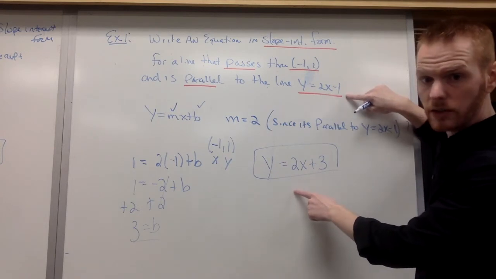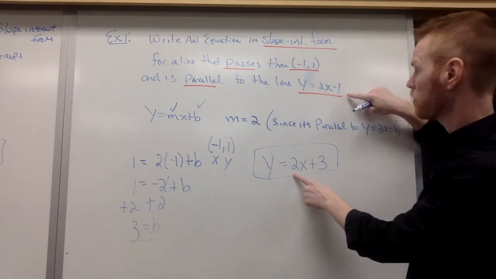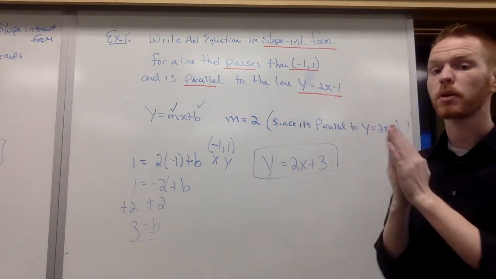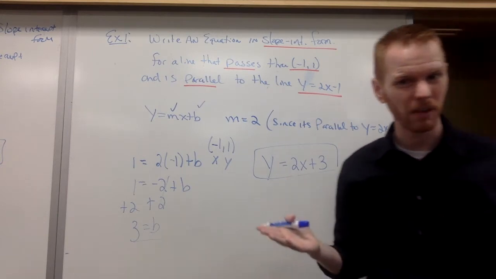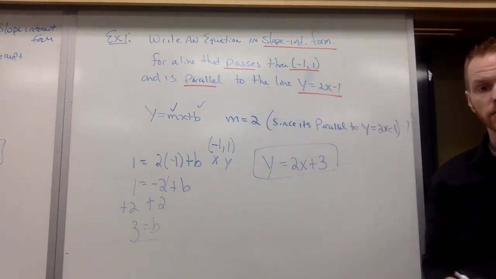Let's compare them. So here's the two lines. Are they parallel to each other? Yeah, they are. This has a slope of 2. This has a slope of 2. They have different y-intercepts, which is perfect, because if they didn't, it's the same line. That doesn't work for us, right? Therefore, these guys have to be parallel to each other.